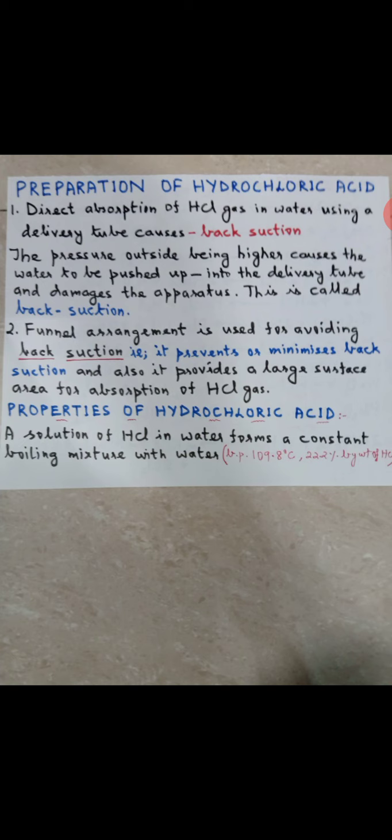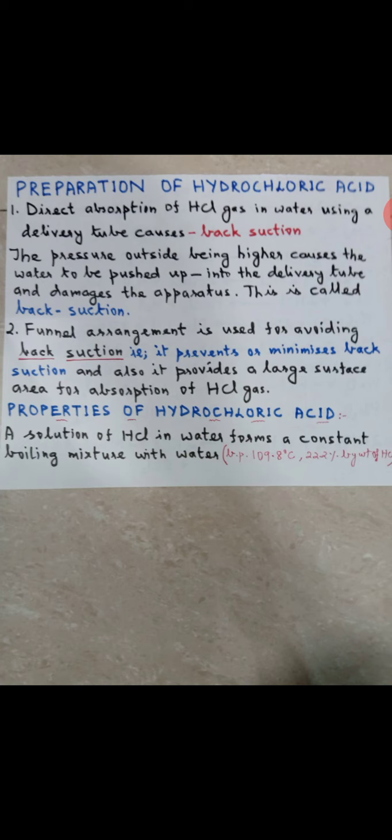HCl gas, whatever is there in the tube, it is dissolved. By the time the HCl is not produced in the conical flask, a vacuum will be created in the delivery tube. And hence the water will rush into the delivery tube and it will go back to the hot flask. When it touches the hot flask, the flask is going to crack. This is known as back suction. This is called back suction.